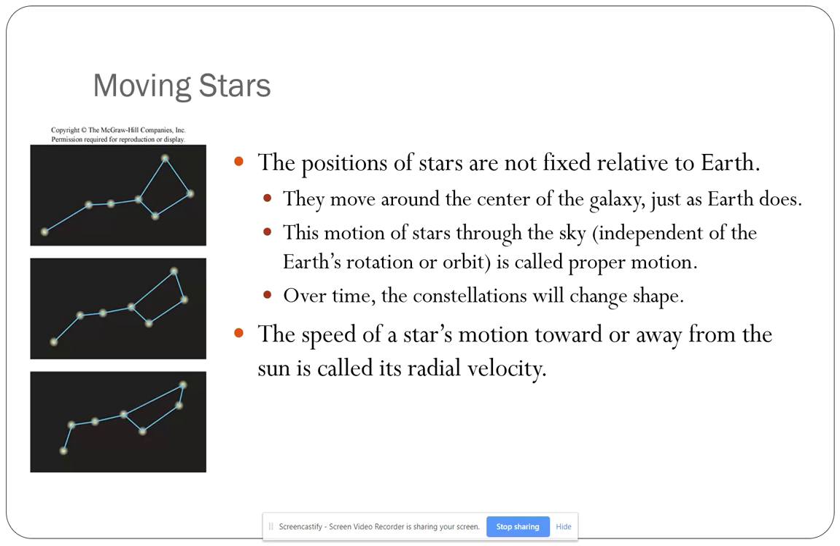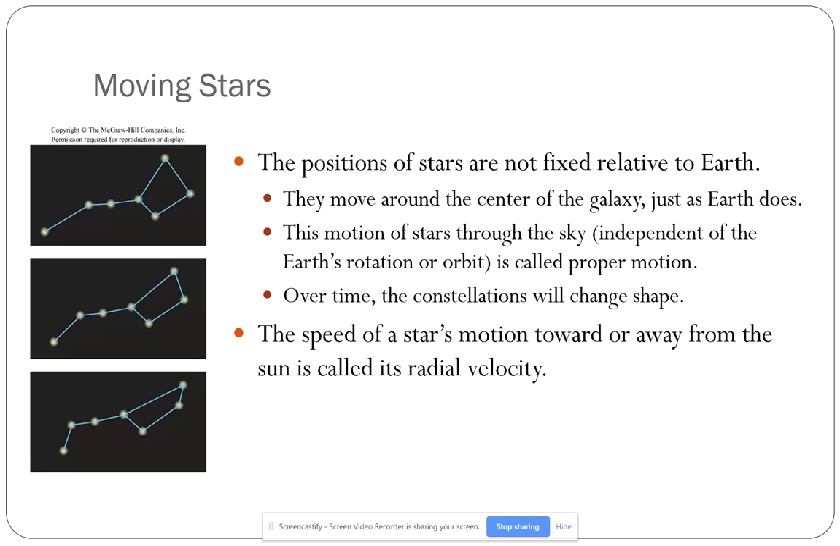So this picture here is illustrating what the Big Dipper looked like in the past, and I cut off the dates, what it looks like now, and what it looks like in the future. It's not always going to look the same. Now we're talking very large time periods for these variations, but the stars are moving with respect to each other, and so it's going to change what it looks like over time. The stars are not stationary.